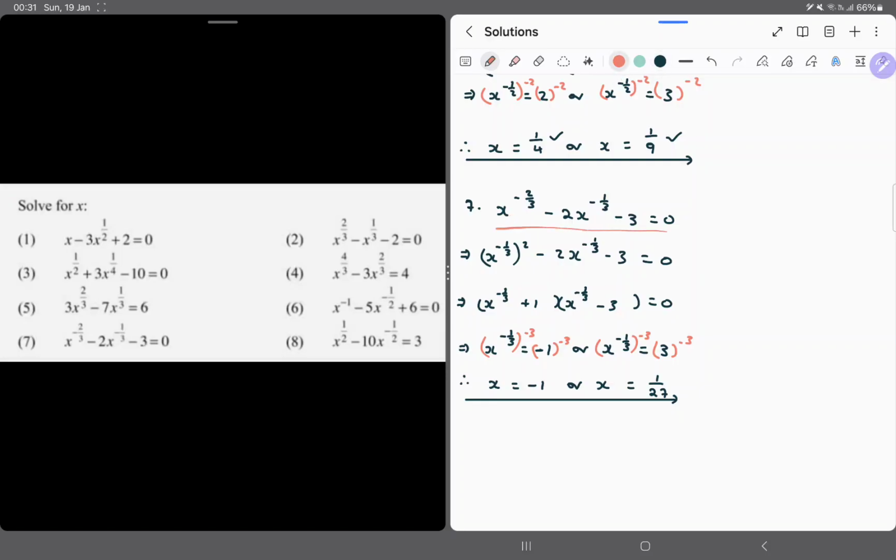Okay, we don't run away just yet. In case we have committed crimes, we need to check our answers. So we have minus 1 to the exponent minus 2 over 3, minus 2 into minus 1 to the minus 1/3. Then we say minus 3. I get 0, so this one checks nicely.